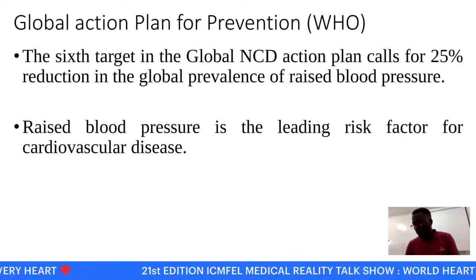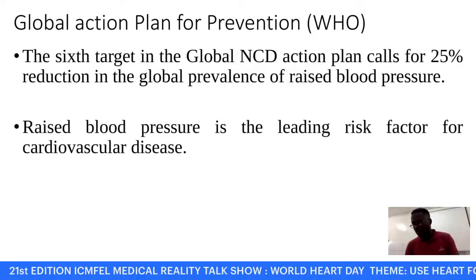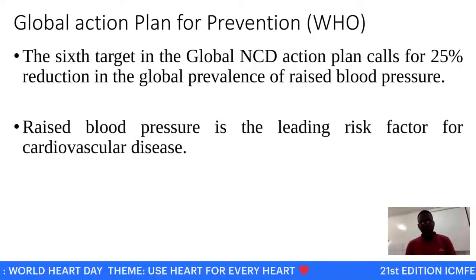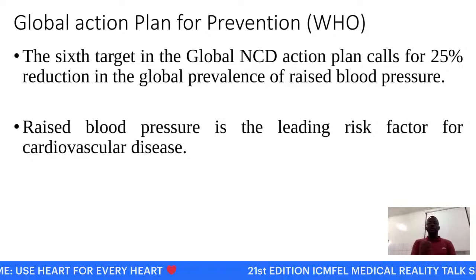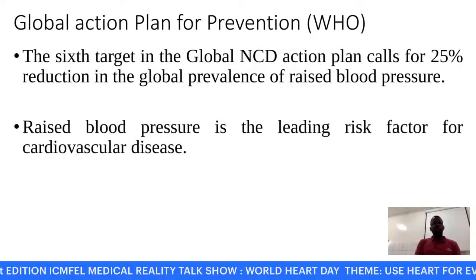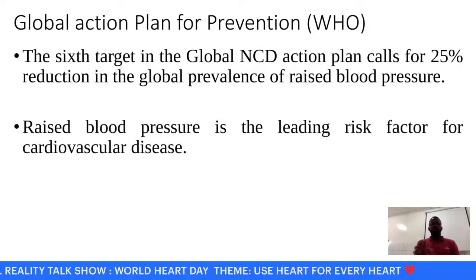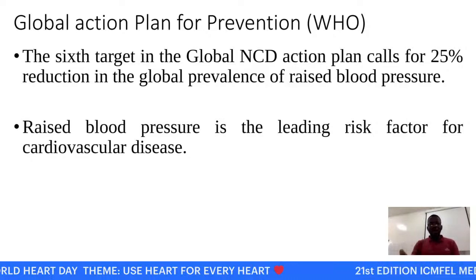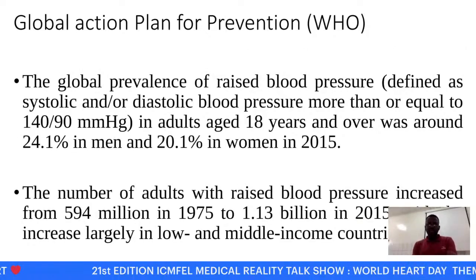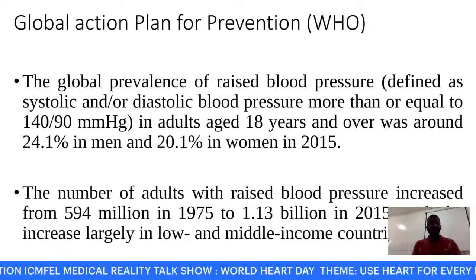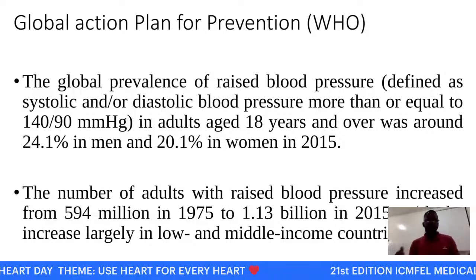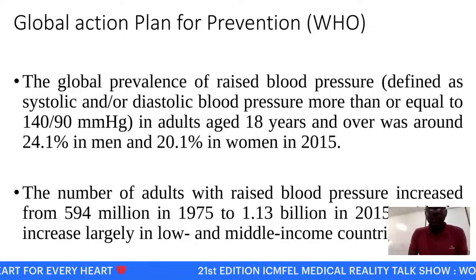And what are the guidelines that we want? We see the aim of WHO is to reduce by 25%, the sixth target on the non-communicable disease action plan, the prevalence of high blood pressure. When our blood vessels begin to accumulate fat tissue, resistance increases, the heart is working against that increase in resistance, and our heart will strain.